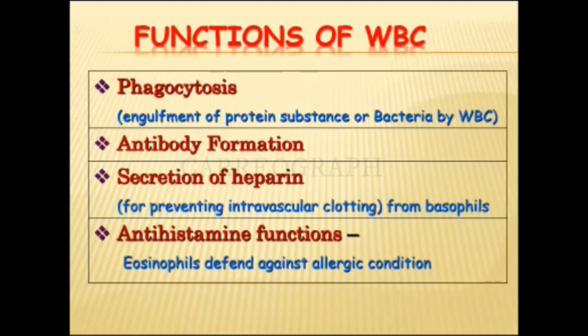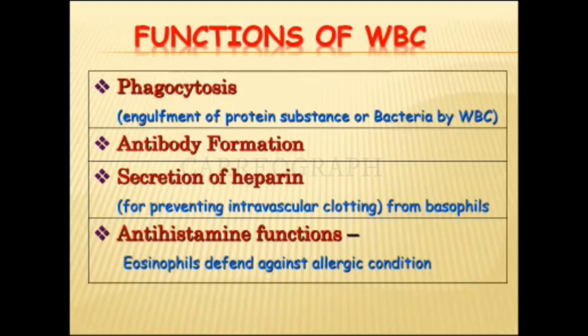And the second function is formation of antibodies. See friends, any protein substance that comes in the blood and changes the homeostasis of the body is called an antigen. So to neutralize these antigens, the cells of WBC produce antibodies.